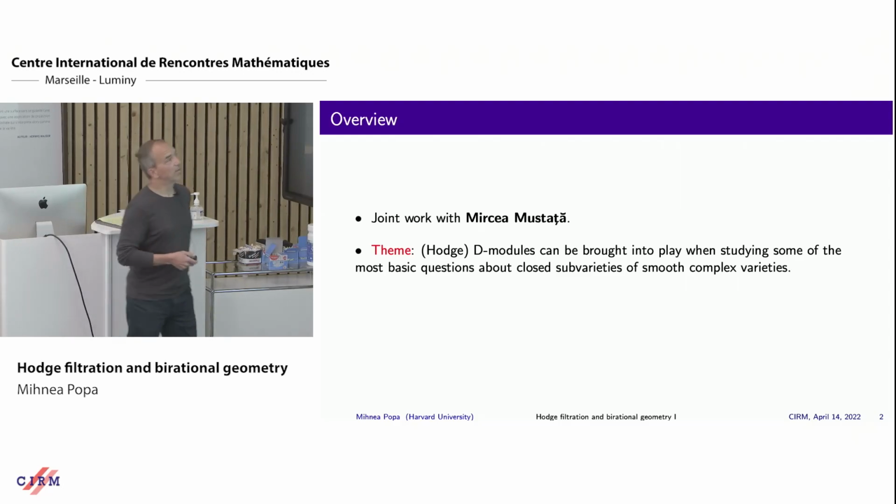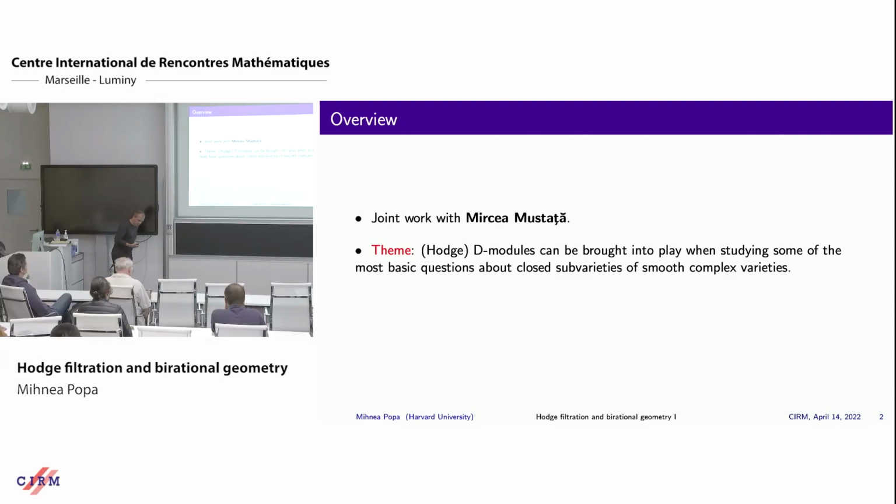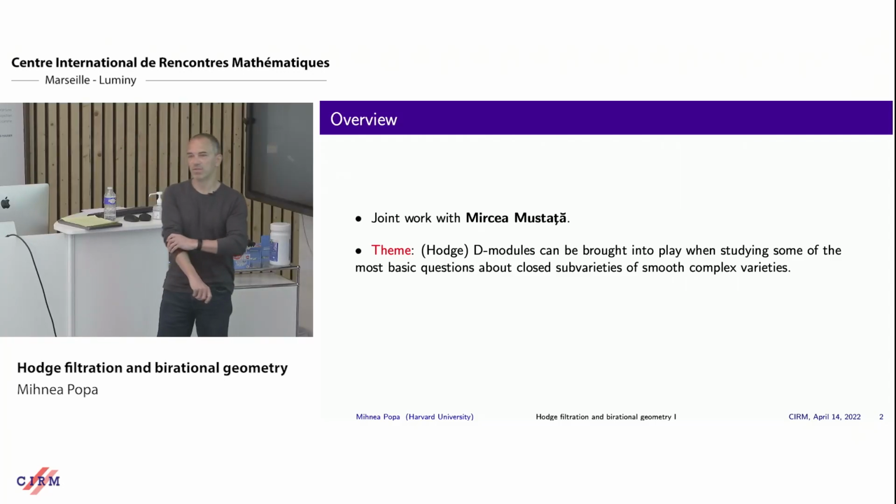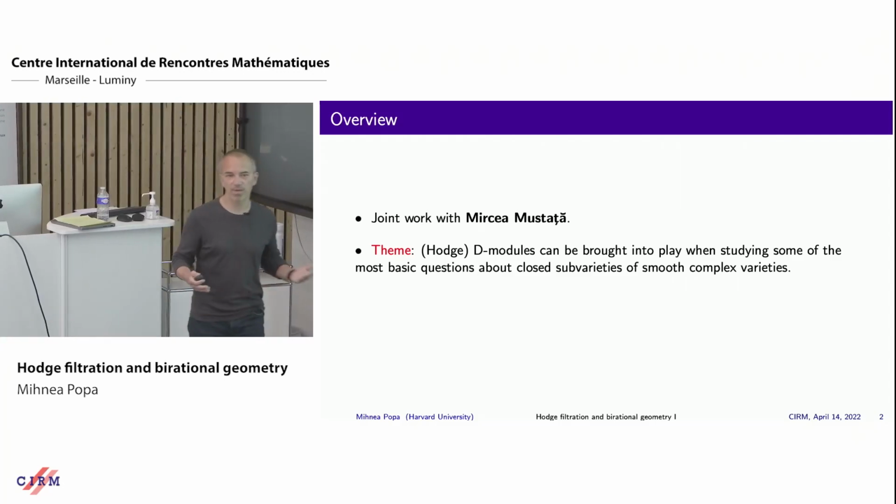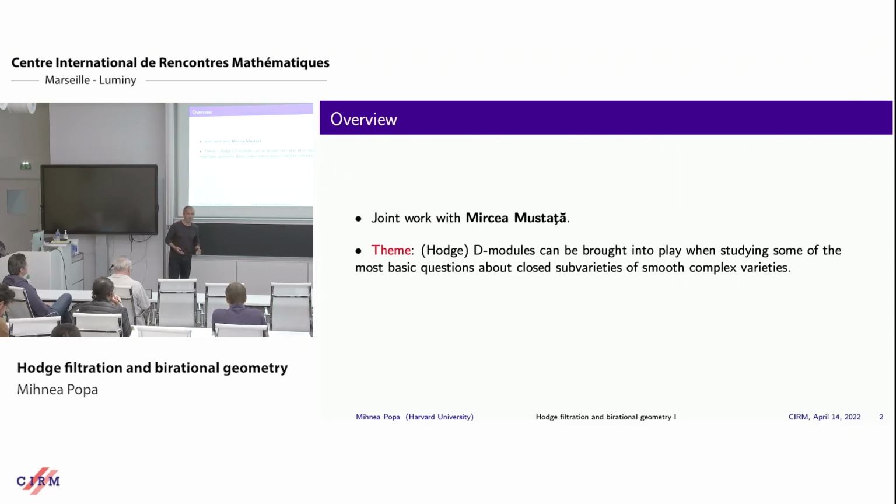Anyway, the general theme is that we can use D modules, Hodge theory, all of it under the guise of the theory of mixed Hodge modules in order to address various really basic questions about subvarieties of smooth complex varieties. As you'll see, geometric questions or maybe cohomological, numerical, and so on. Basic questions that can be attacked with this technology. Okay, so you'll see in a while what I'm talking about.